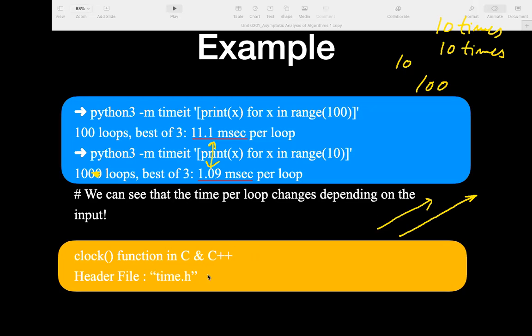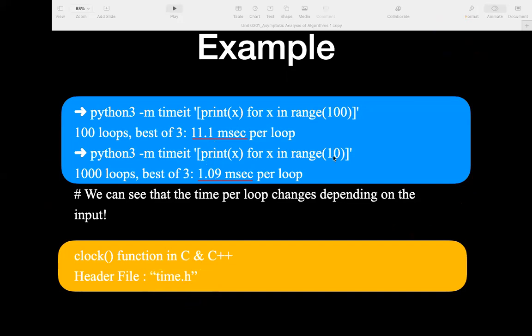We can do so in C and C++ also by using this .h file. We discussed what .h means. Can you quickly tell me what it means to have a .h file? Like .c is a C file, .h is a header file, yes. So we have called a header file time.h, which tells us to call the time function and utilize it while we run our program.